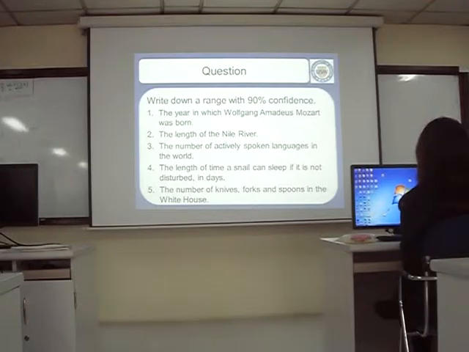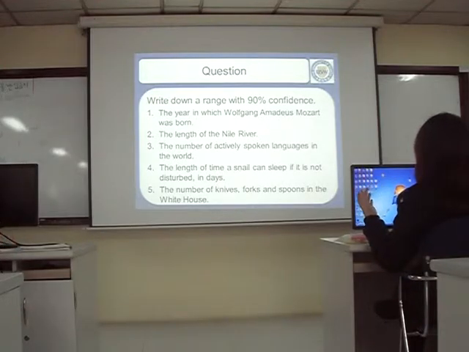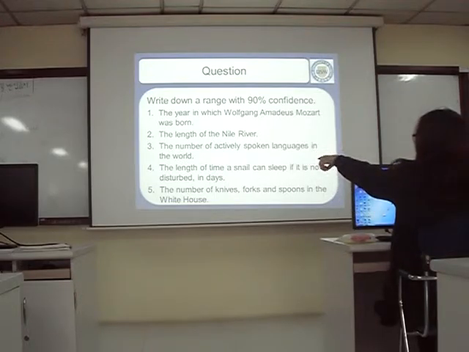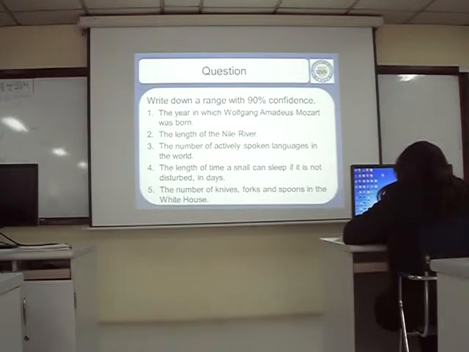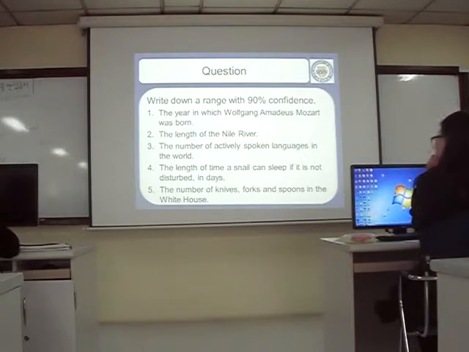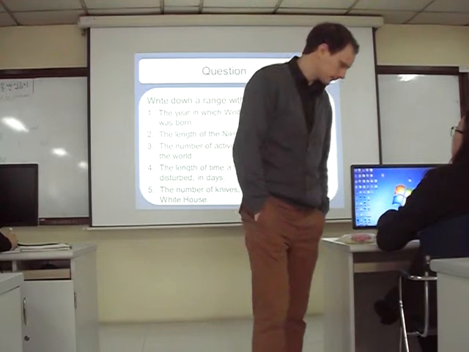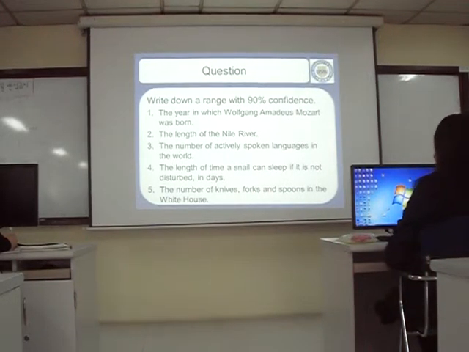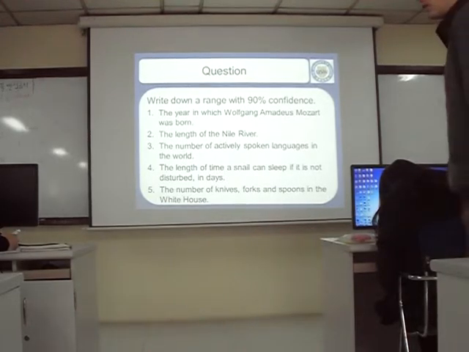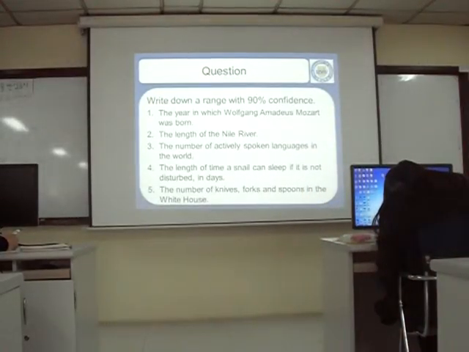So write down the answer for the first question. You're 90% sure that Mozart was born between this year and this year. You're not 100% sure, you might be a little bit wrong. It might be just outside, but you're 90% sure about it. So write down the range, not the number, from this year to this year. You understand range? Yes. Did you write down the range? Two numbers, between this year and this year. 90% confident between this year and what other year?